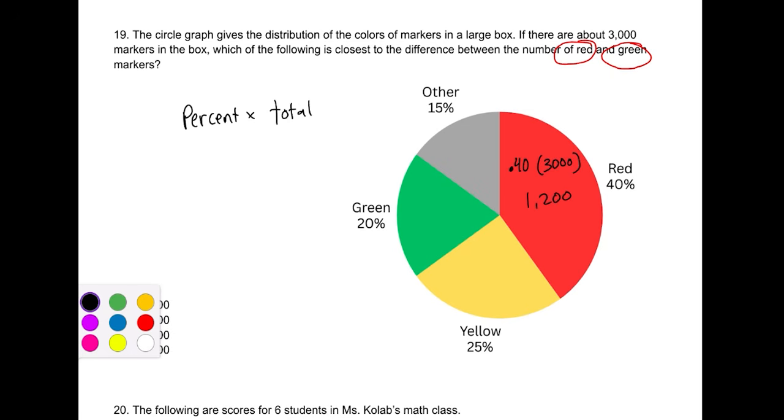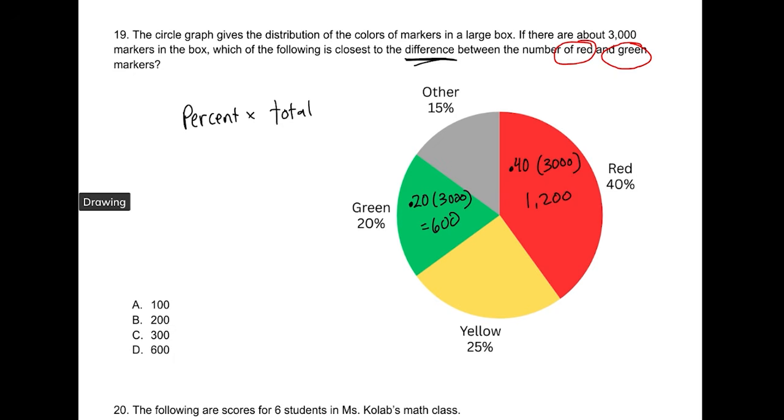And then to calculate the number of green markers, we're going to do 20% or 0.2 times 3,000. And let's see what that would be. 0.2 times 3,000 is 600. So this is asking which is closest to the difference between the number of red and green markers. Difference indicates that we want to subtract. So 1,200 minus 600 would be 600. So the correct answer choice is D.